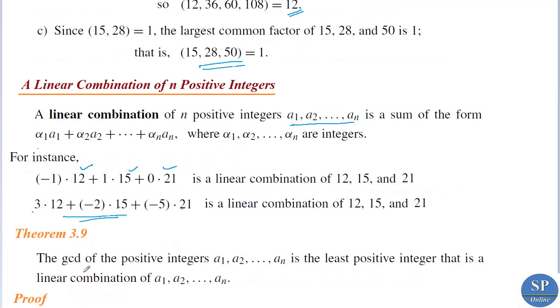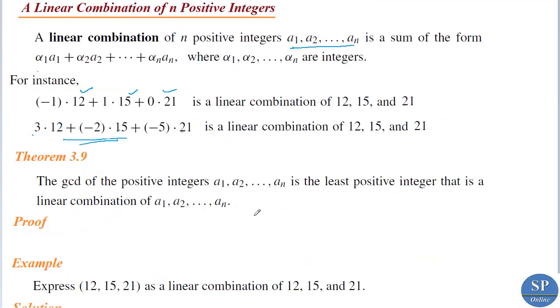Now next we have a theorem. The GCD of the positive integers a1, a2, etc. an is the least positive integer that is a linear combination of a1, a2, etc. an. That is, the GCD of these positive integers is the least positive integer that is a linear combination of these numbers. I am leaving the proof of this theorem to you.